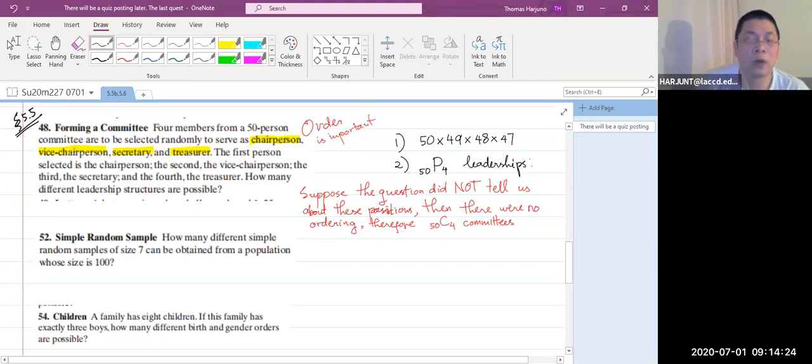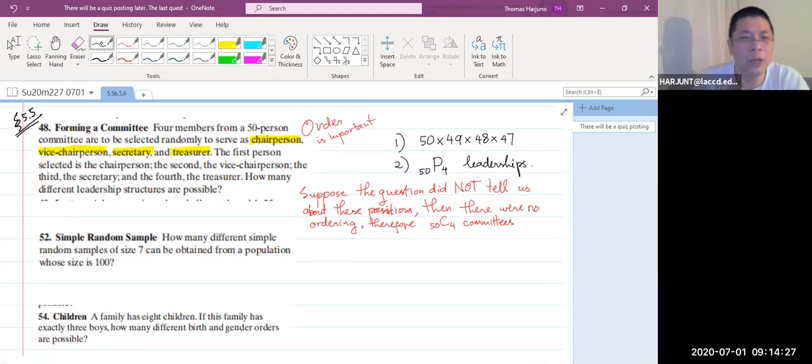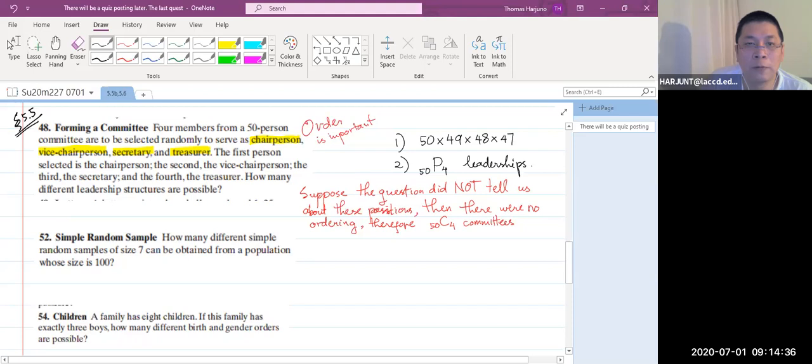Okay, now number 52. How many different simple random samples of size 7 can be obtained from a population whose size is 100? So you have 100 elements. You need to select 7 from there, 1, 2, 3, 4, 5, 6, 7, let's say. Now how many selections of size 7 can be done?